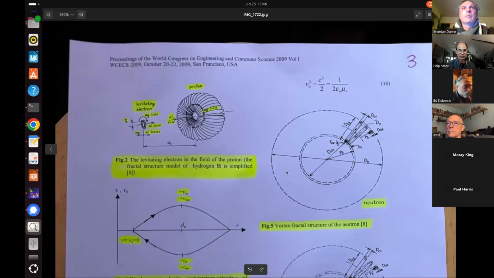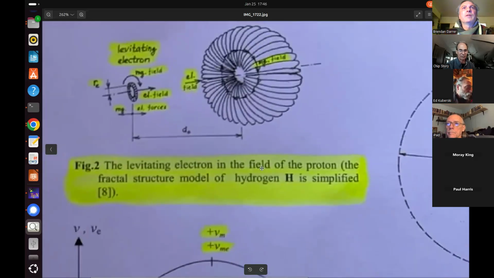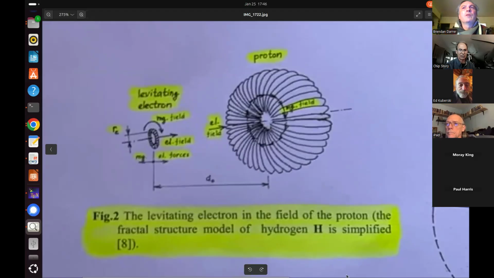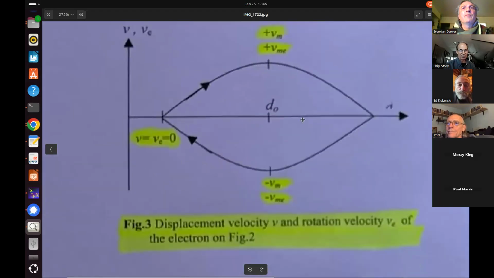And this is where it gets interesting, guys. Look what we have here. You want to go to figure 3? Okay. Sorry. Figure 3.